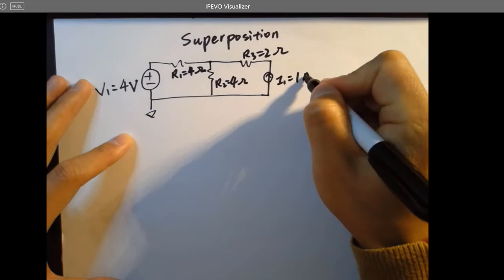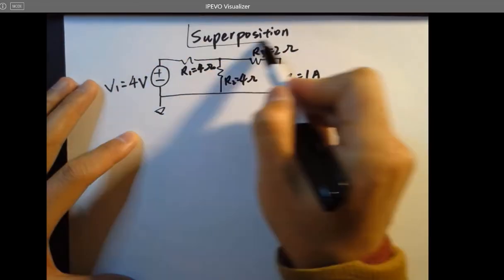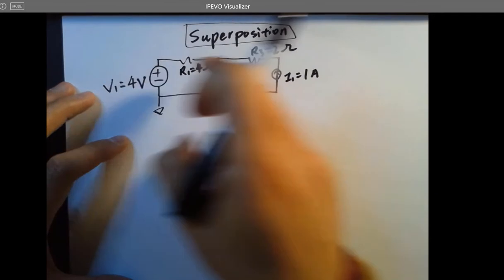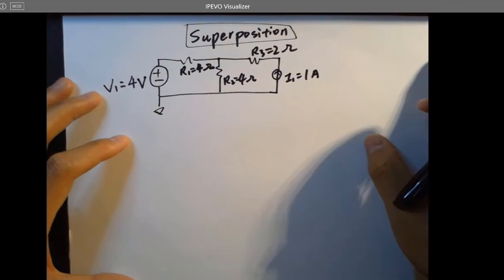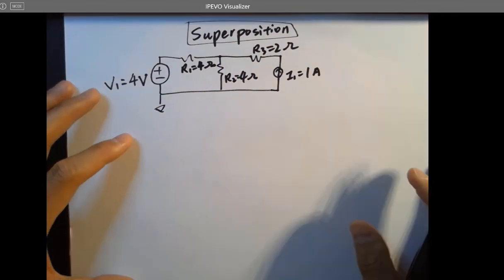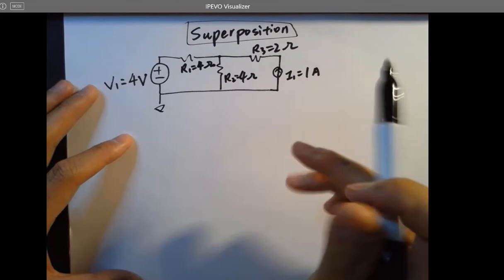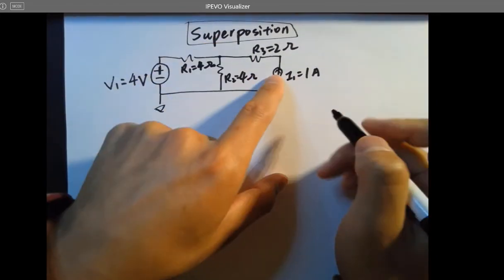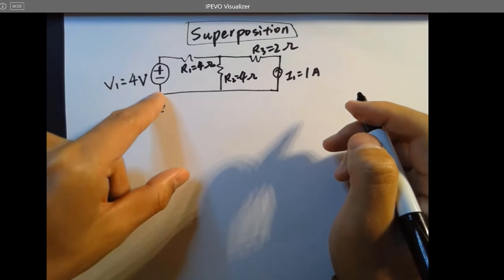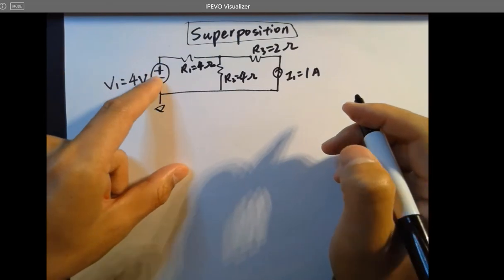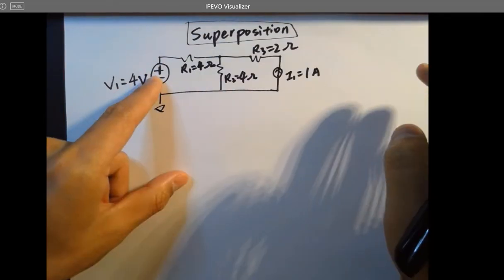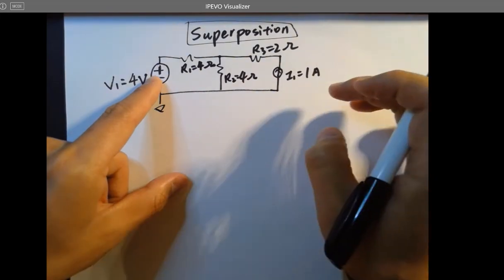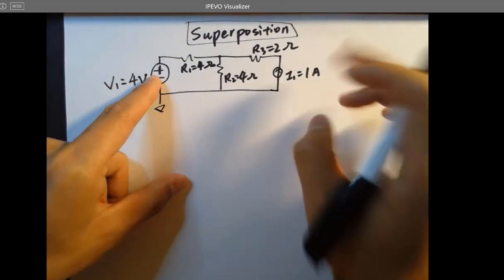So here is a circuit, and we're trying to use the superposition method to solve every single voltage node and every branch current in this circuit. The way to do that is you take every single source, doesn't matter whether it's a voltage source or current source. You use one of the sources at a time and disconnect all the other current sources and short all the other voltage sources in the circuit. Just do it one by one.